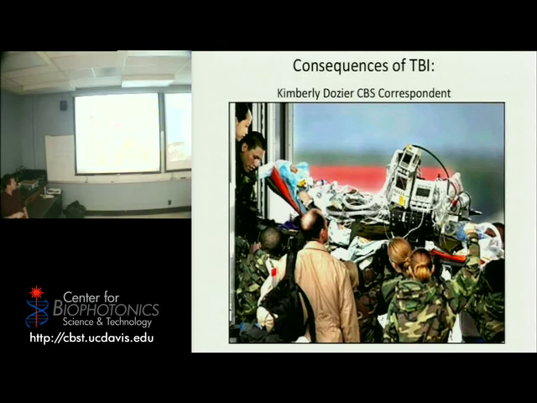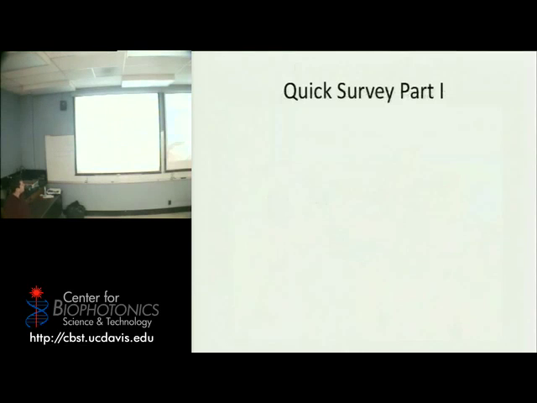And that's what's summarized here. This was a correspondent who actually got too close to an improvised explosive device in Iraq. So the consequence is not just, well, it's just about me, because that's not true.